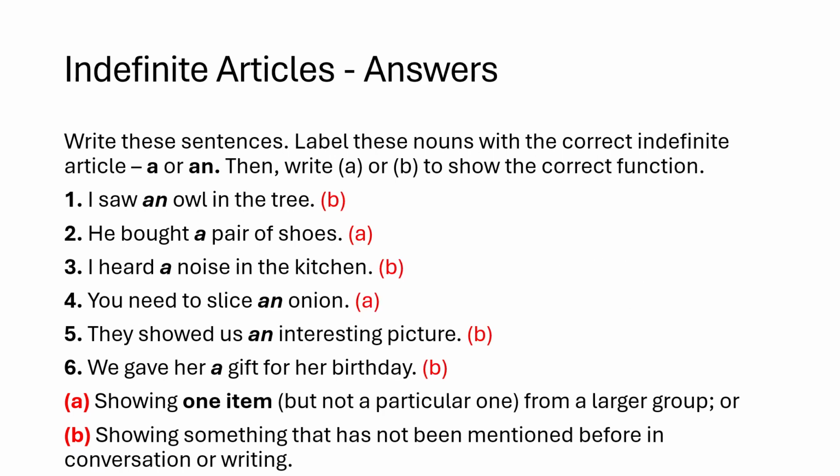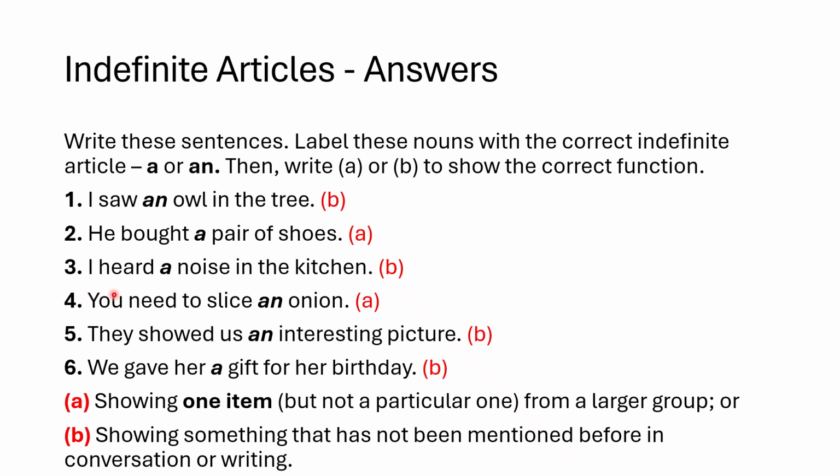Check your answers. Remember, a is used before a noun or adjective beginning with a consonant sound, and an is used before a noun or adjective beginning with a vowel sound. 1. I saw an owl in the tree. An is showing something that has not been mentioned before in conversation or writing. 2. He bought a pair of shoes. A is showing one item, but not a particular one, from a larger group.